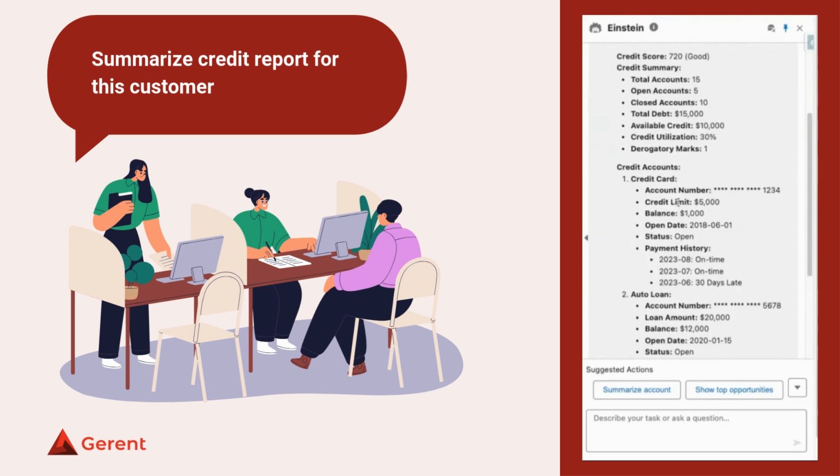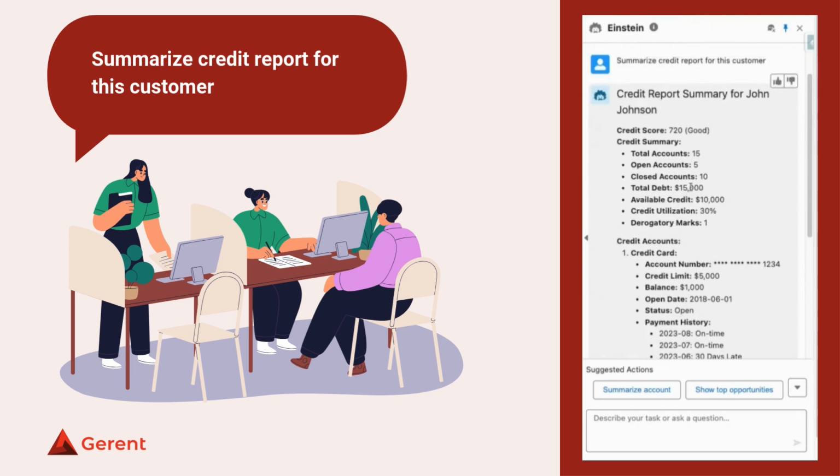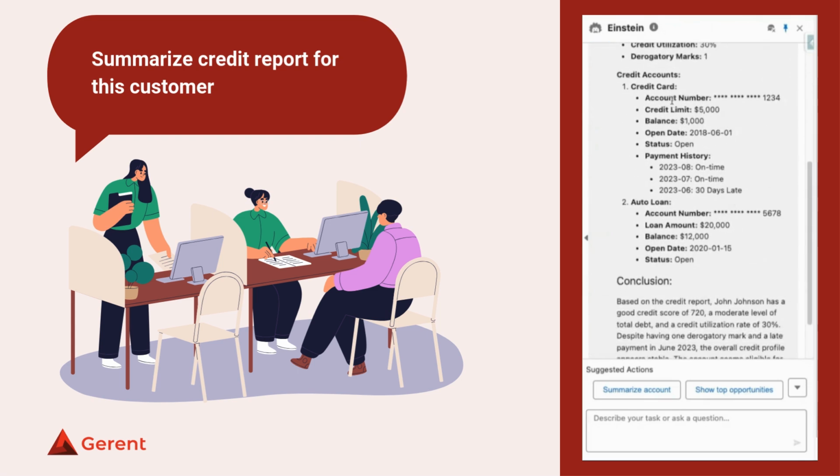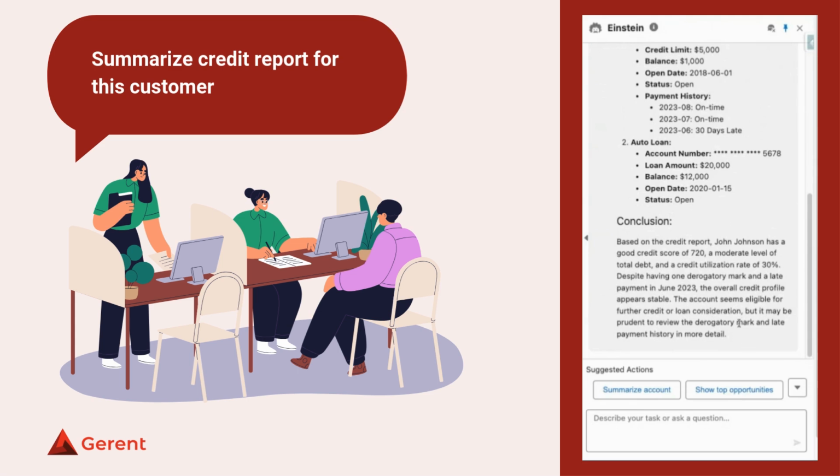And what we can see here is it's coming back with a fairly robust summary of the credit report. So it's giving me the credit score, it's giving a summary of total accounts, open accounts, closed accounts, total outstanding debt, available credit, utilization, etc., and some information about specific credit accounts, and then gives a conclusion. Overall looks good. There's a derogatory mark and a late payment, could be eligible for a credit or loan consolidation.